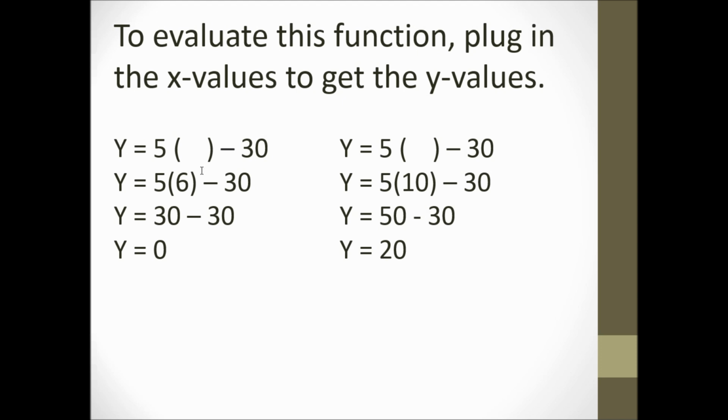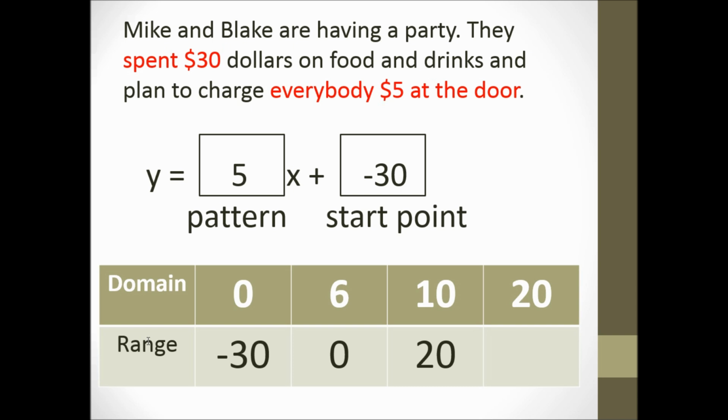But let's look at 6 because that one's a little easier. If we plug in 6, 5 times 6 is 30. 30 minus 30 is 0. If you plugged in 10, 50. 50 minus 30 is 20. So your table now changes to negative 30. Remember, because we put 0 right here, 5 times 0 is 0, plus negative 30, it's negative 30 in the range. And then 0, we just got 0.